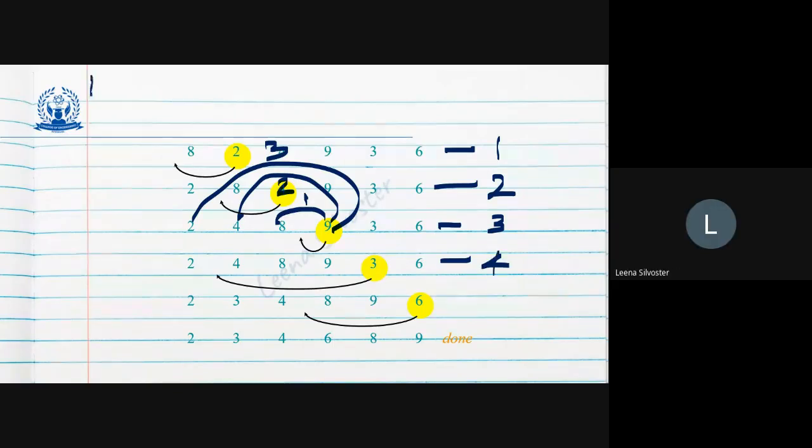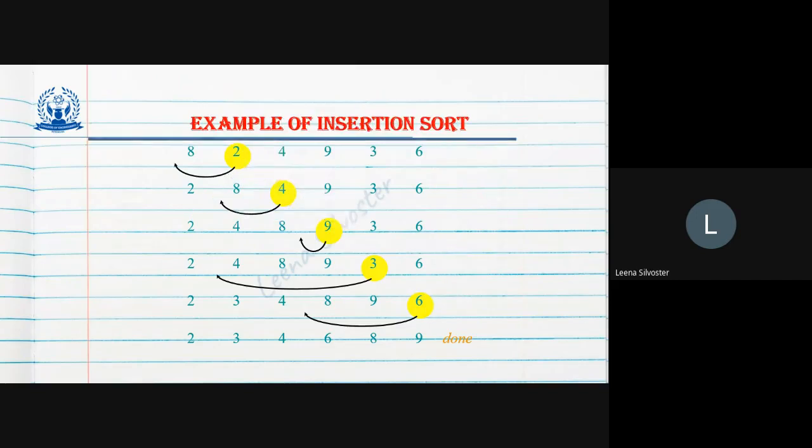Like that, we will get 1 plus 2 plus 3 plus etc. Finally, we will get n minus 1 comparisons.